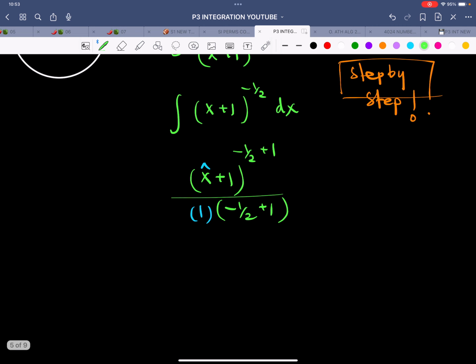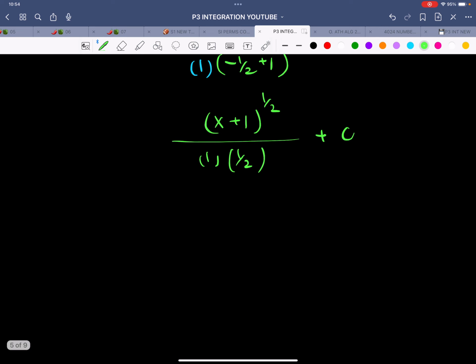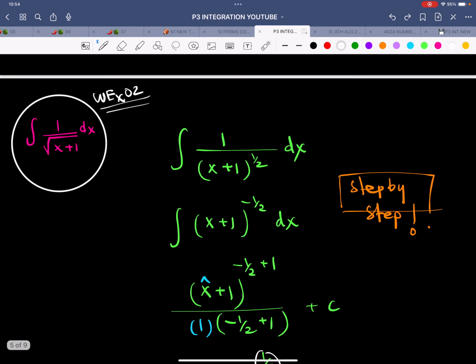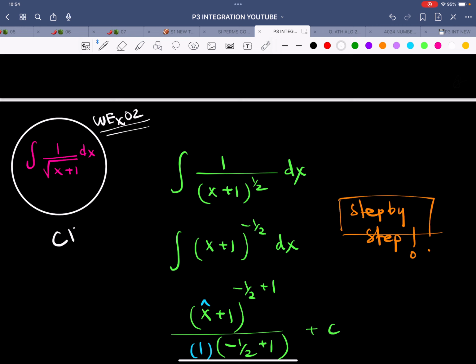Simplify it further. So this is x plus 1 raised to power of half. This is 1 over here. -half plus 1 is half. Division by half is multiplication by 2. So this is 2 square root x plus 1 plus a constant of integration c. What I have done is that I have replaced this half with this square root sign. I hope it's all clear. So again, this is an application of chain rule of integration.